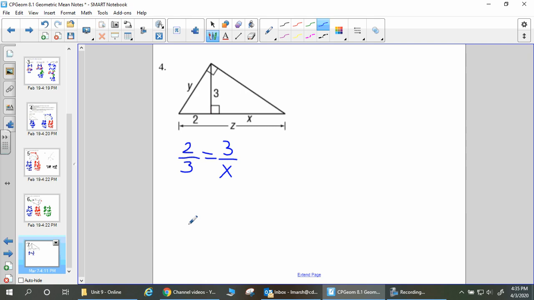So instead of me having x times x, I'm not getting an x squared. This is going to be a more straightforward proportion. 2 times x is 2x. 3 times 3 is 9. There's no square root. This is a simple divide by 2. And my x has a value of 4.5.